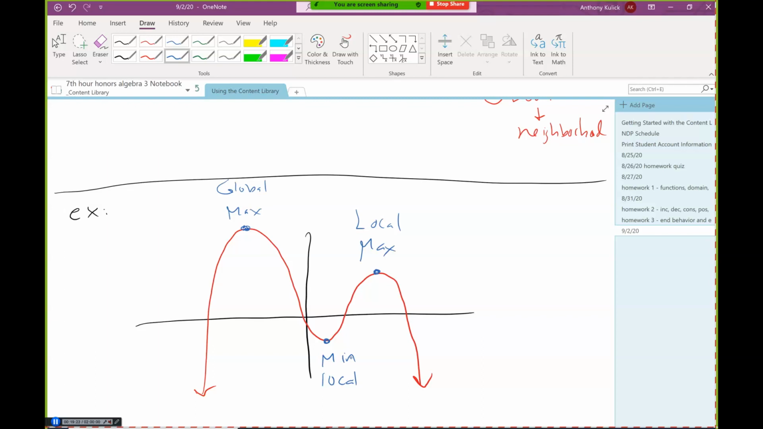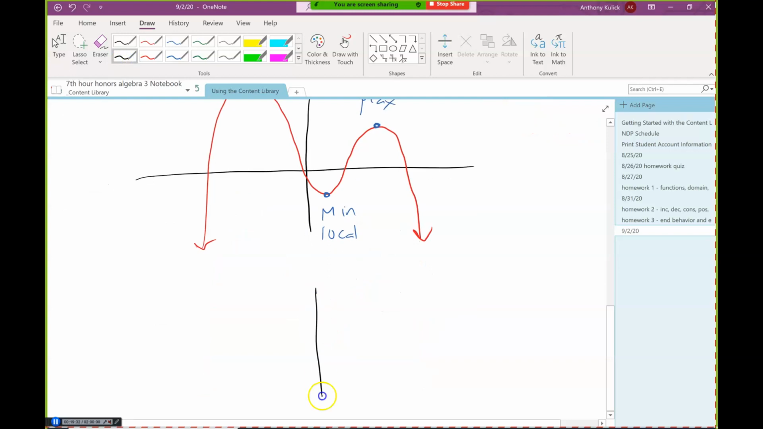Could you have a function that has neither a global maxima nor a global minima? Yeah. What about just something like this, where I have an arrow pointing down and an arrow pointing up? In fact, does this have any extrema at all? No, right? There's not even any locals in this. Is everybody okay there? So you can see we can have no extrema.